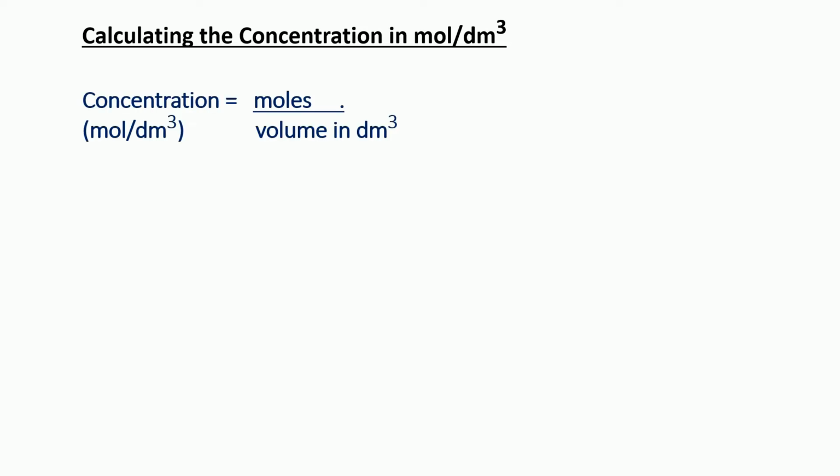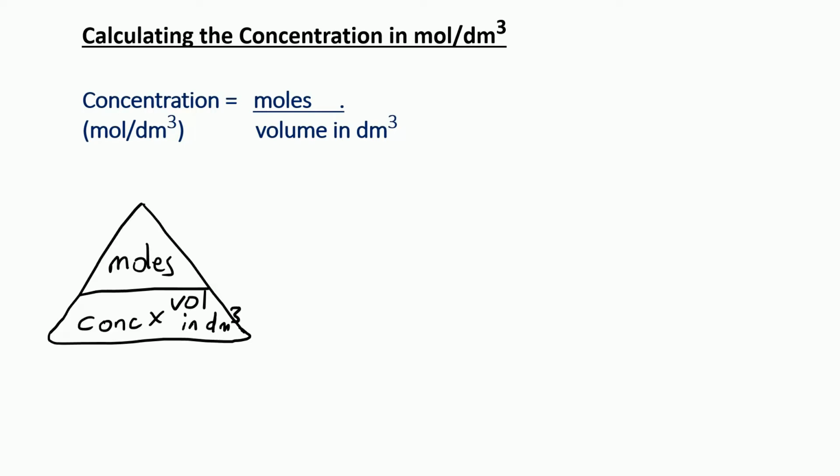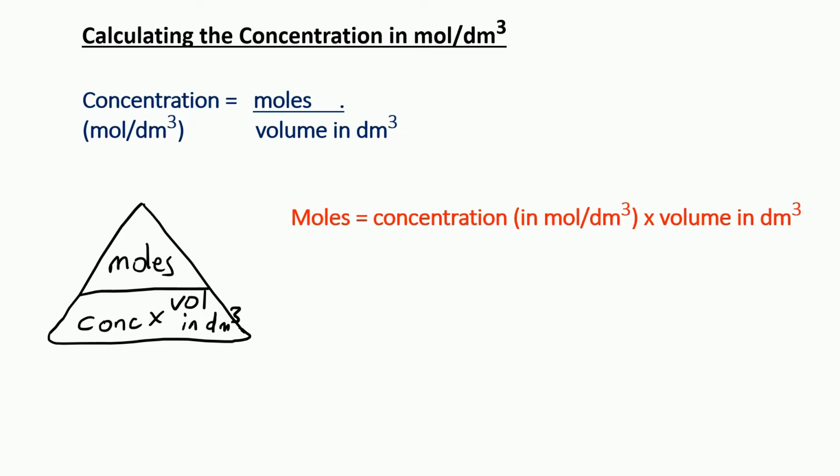So in this video we're going to revise how to calculate the concentration in moles per dm cubed. The main equation we're going to need is concentration is the moles divided by the volume in dm cubed. So when we put that into a triangle, moles goes at the top and we have concentration and volume underneath. That means if we want to work out the moles, it's going to be concentration times volume.